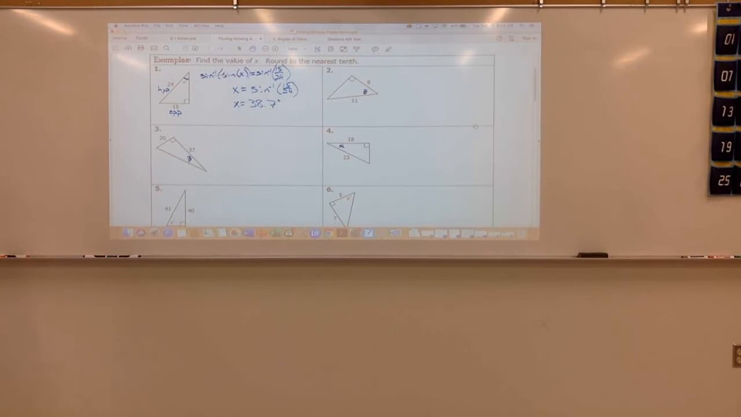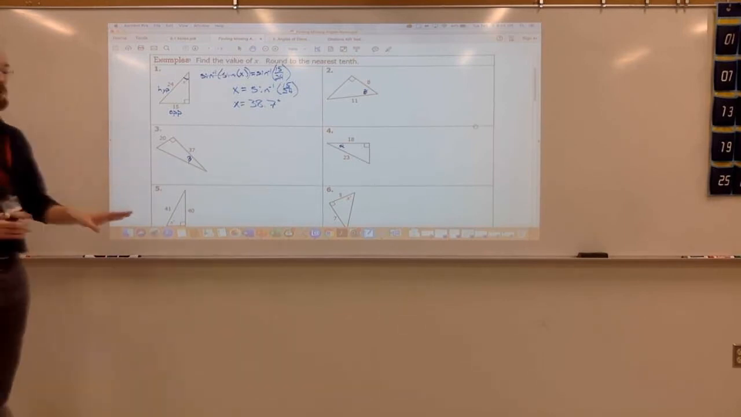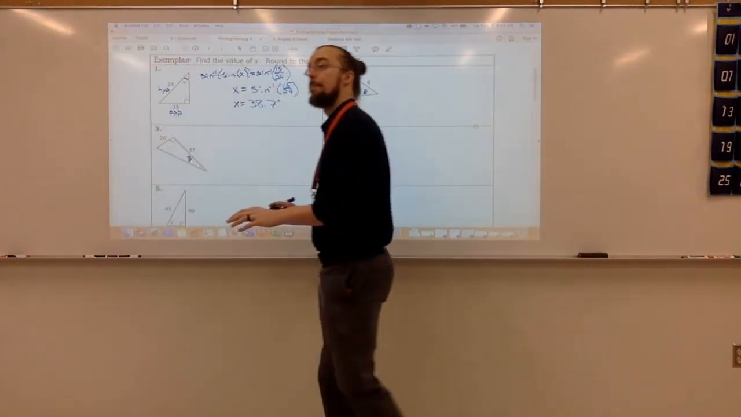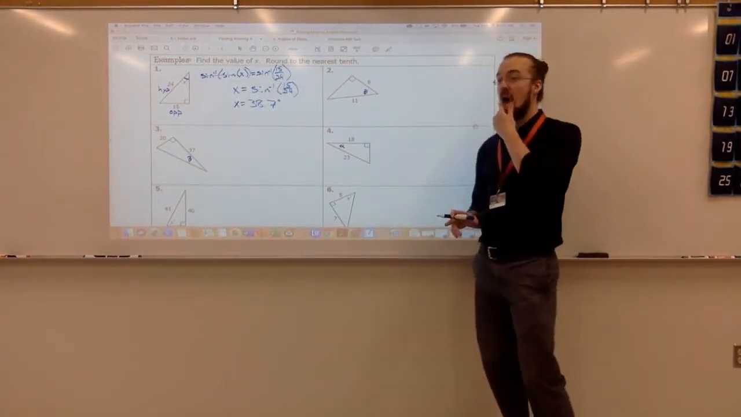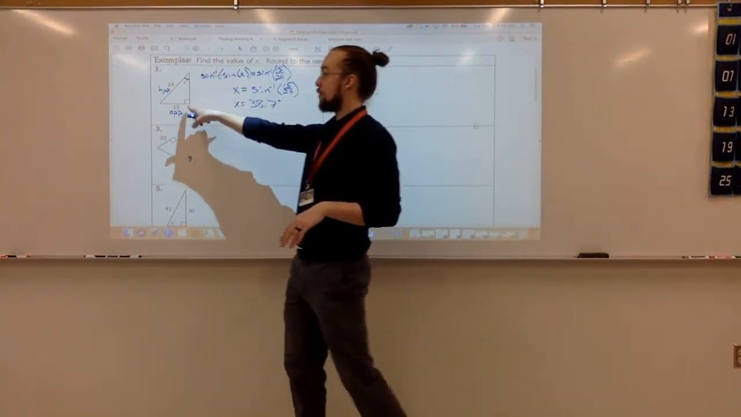So do we want to do another one or two together? Are we going to use sine on all of these? No, it's not always going to be sine. How do you know if it's going to be sine or not? We label the triangle.